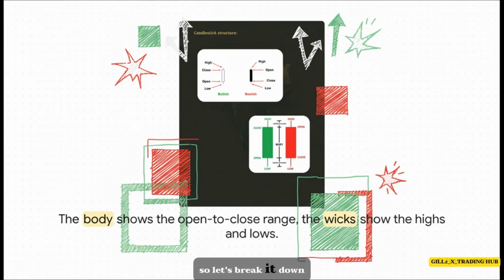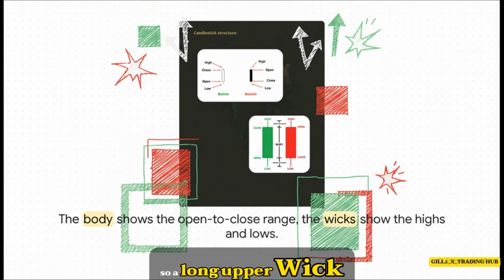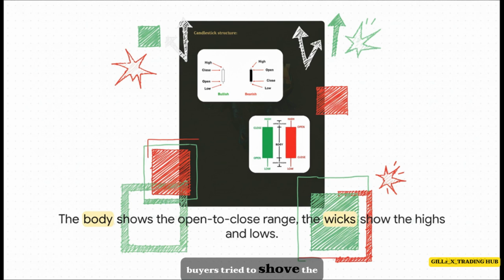Okay, so let's break it down. That thick, colored part, that's the body. It tells you where the price opened and closed. But the real drama, the gossip, is in those thin lines sticking out. We call them wicks or shadows. They show you the full extent of the battle. So, a long upper wick tells you a story. Buyers tried to shove the price way up, but the sellers fought back and pushed it down before the end. See? It's a whole little drama in one shape.